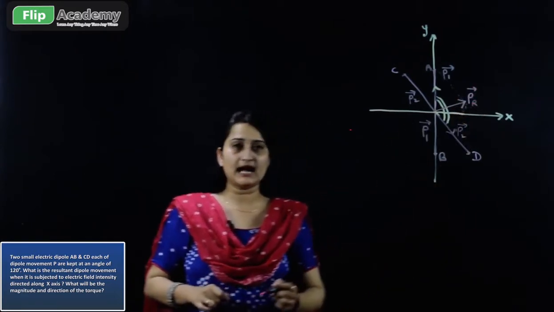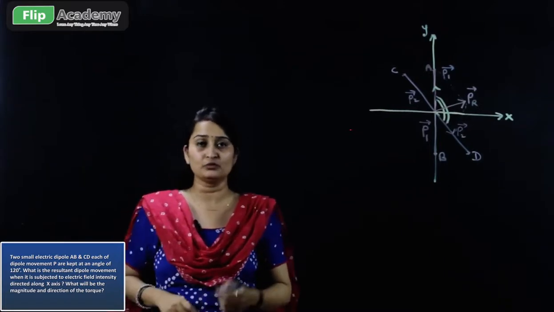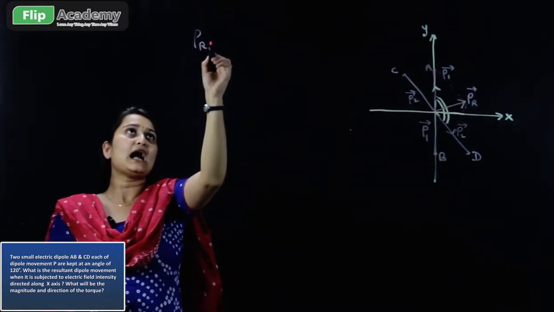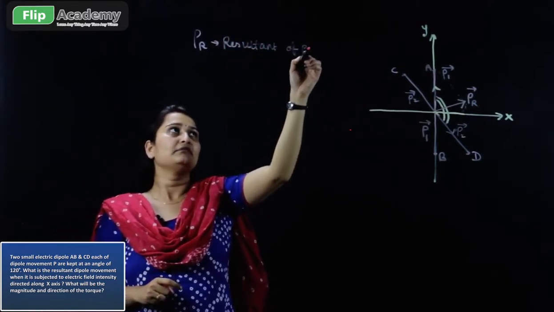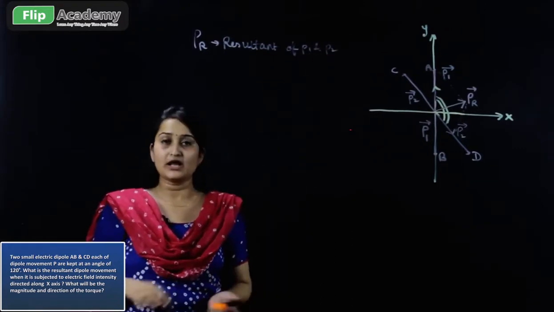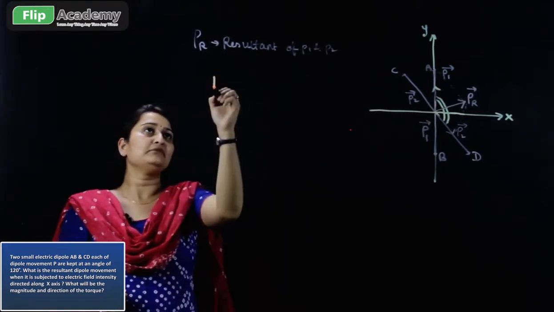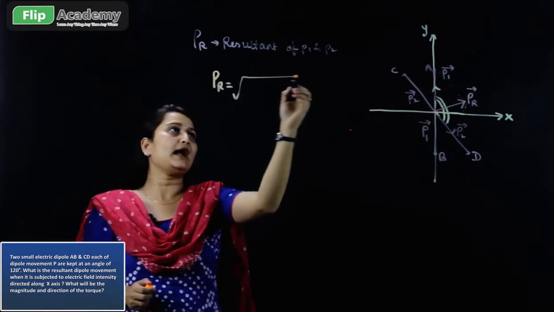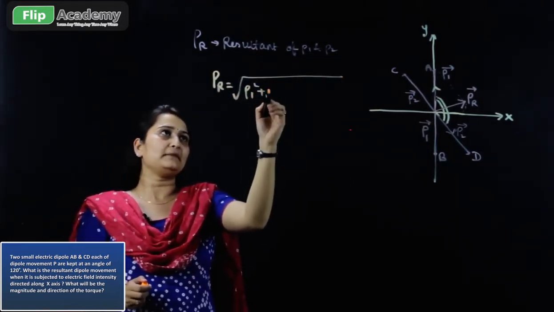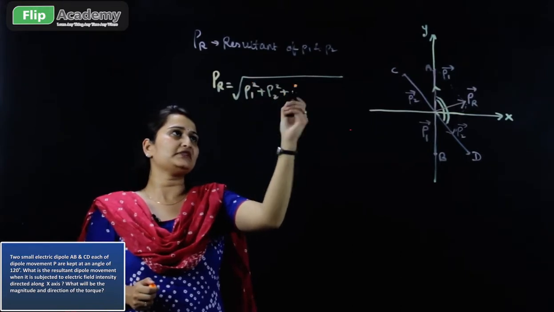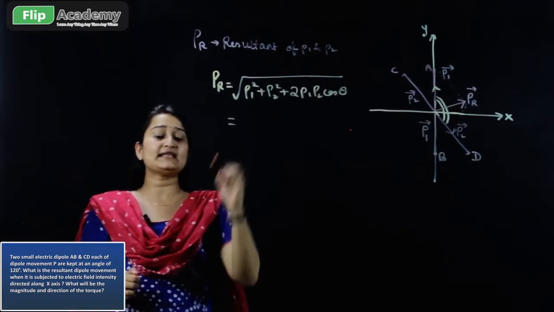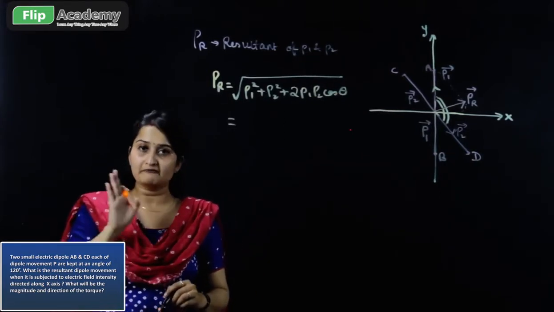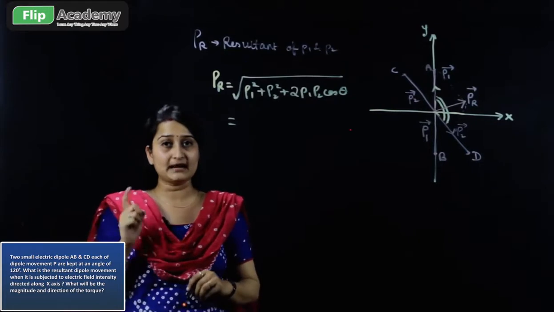Let's say PR means the resultant of the dipole moments, that is P1 and P2. So you can write here that PR is the resultant of P1 and P2. Now, use the parallelogram law formula, that is the resultant is given by the square root of P1 square plus P2 square plus 2 times P1 P2 cos theta. Theta is the angle between P1 and P2, which is 120 degrees. Cos 120 degrees is minus 1 by 2.